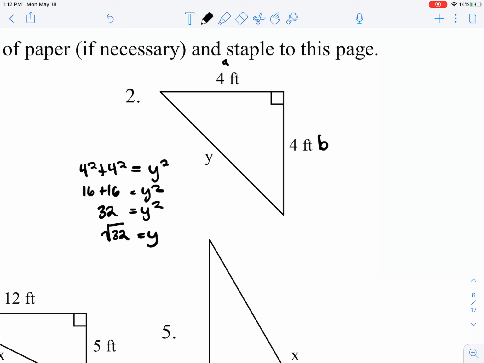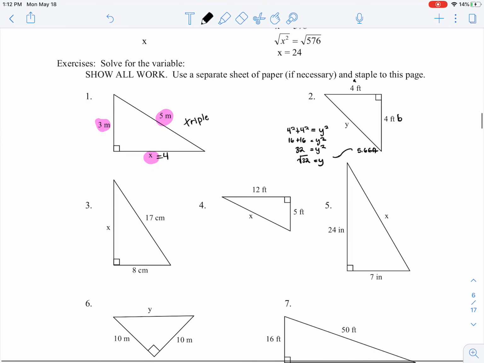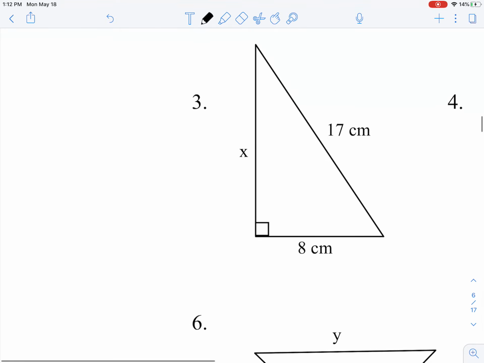Now we're not going to leave it there. Let's go ahead and find our decimal. Square root of 32 is 5.66. 5.66 what? Well, look at you. You saw the units. You knew that it was feet. So there we added because we were finding a hypotenuse. Now for number 3, we need to subtract somewhere in our problem solving because we're finding a leg.